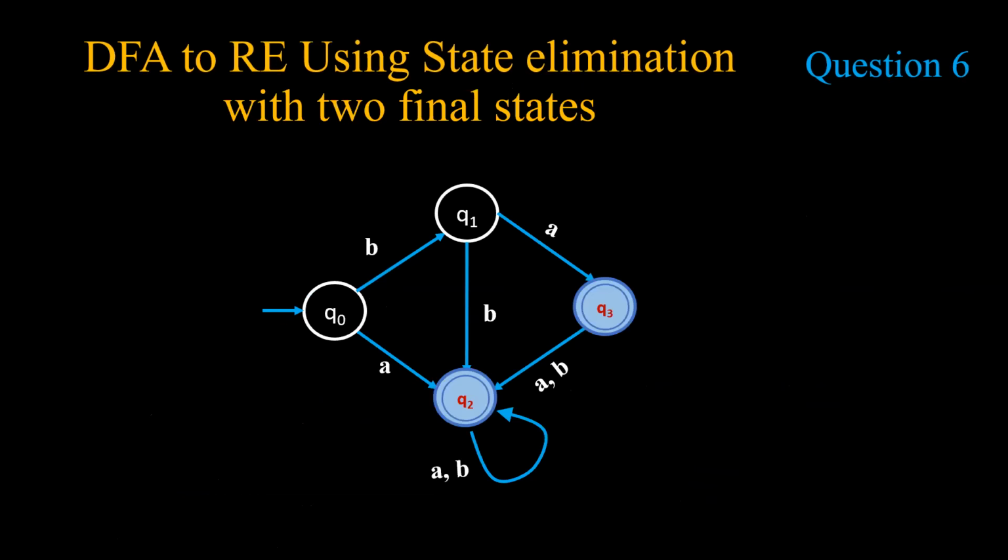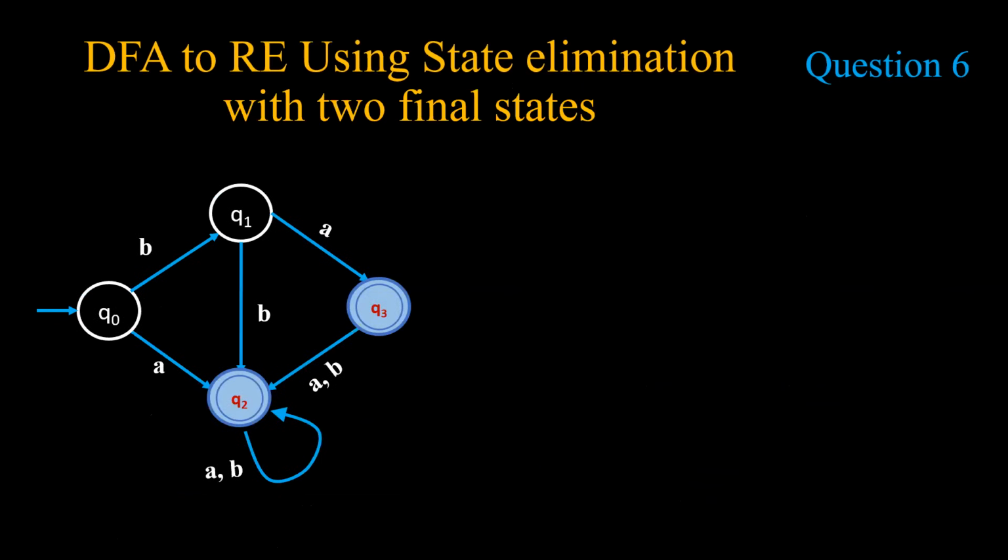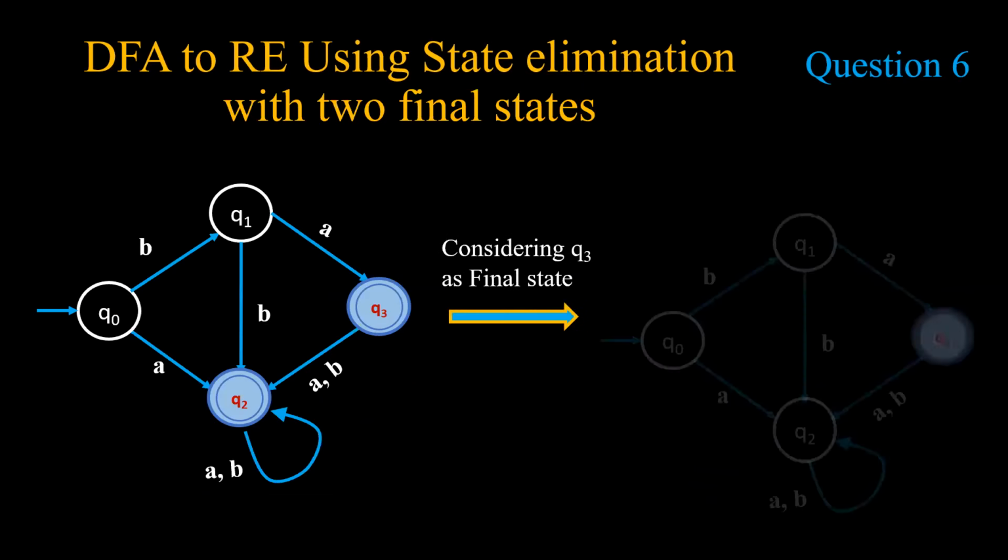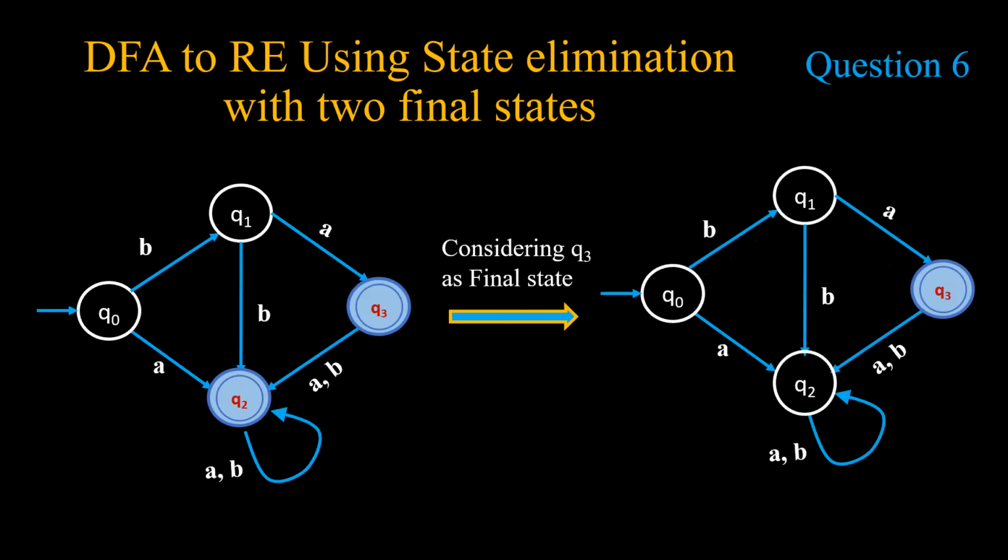In this question, we have two final states. As discussed earlier, when we have two final states, we will treat first Q2 as final state, then Q3 as final state. When Q3 is treated as final state, Q2 will be treated as non-final state and vice versa. Now, first we are considering Q3 as final state. When we consider Q3 as final state, the transition diagram on the right is the one which we will consider.